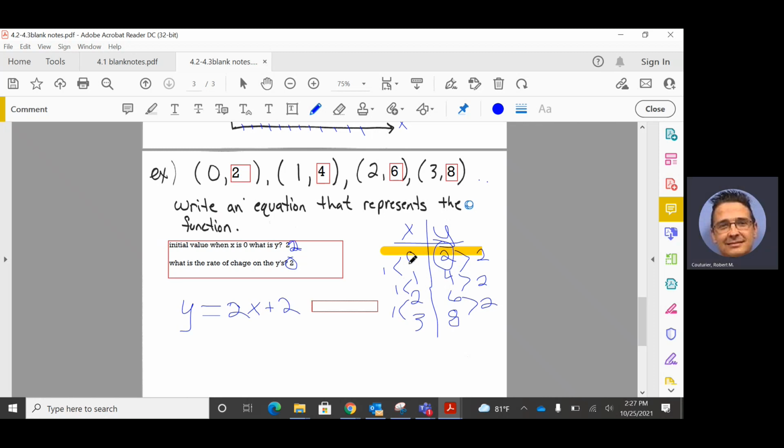We can test it. Plug in a 0: 0 times 2 plus 2 is 2. Yeah, that's true. We'll do it again for 1. Well, 2 times 1 is 2, plus 2 equals 4. Yep. You do it again, and you can keep checking it with what they gave you.